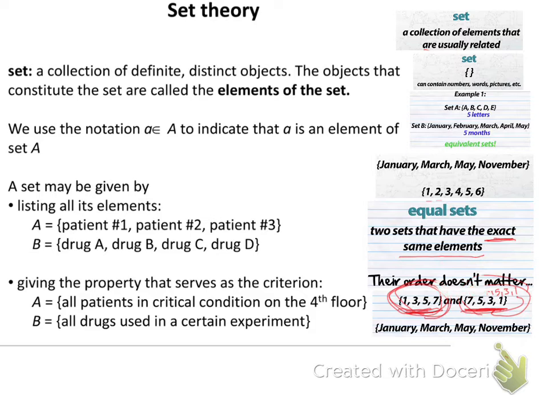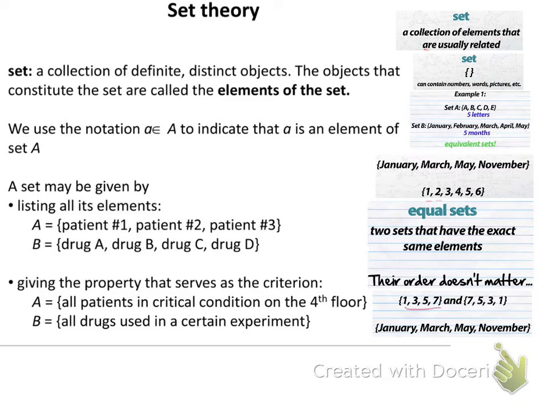Okay, so two sets are equal if they have exactly the same elements, no more, no less. The only thing is, their order doesn't matter. So here 1, 3, 5, 7, and here I have 1, 3, 5, 7 but in a different order. This one starts with 7, 5, 3, 1, it doesn't matter. And this is the bracket of the sets. So the order doesn't matter, but they must have the same elements. In this case, we can say they are equal.